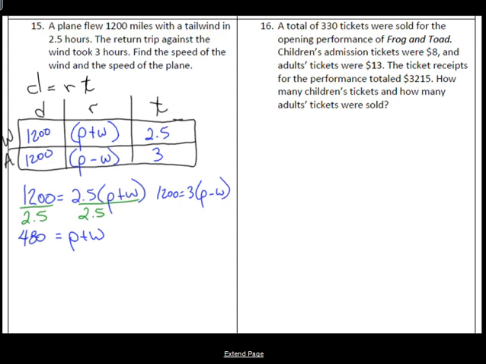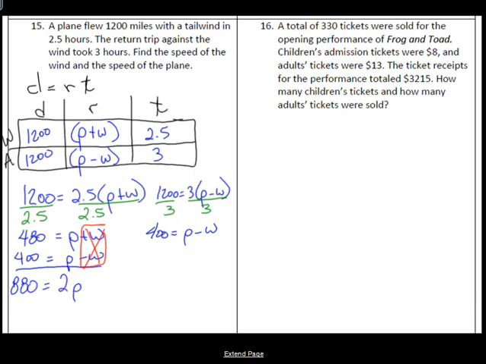My second equation is going to be 1,200 is equal to 3 times P minus W. So here I can divide both sides by 3. So I have 400 is equal to P minus W. Now I can stack these together. 400 is equal to P minus W. And I can add straight down. And in doing so, my W's will be eliminated. I am left with 880 is equal to 2P. Divide both sides by 2. The plane speed is 440 miles per hour.